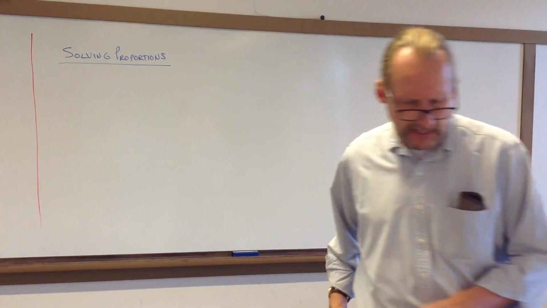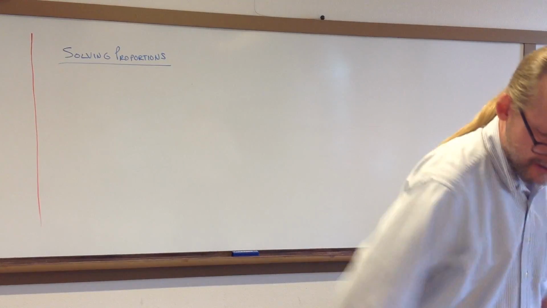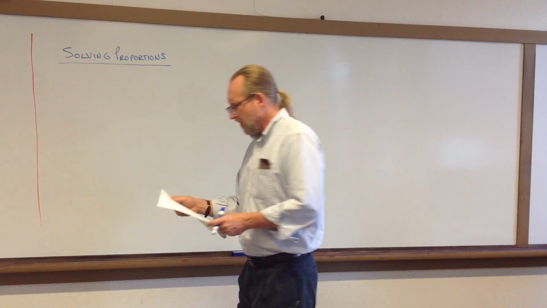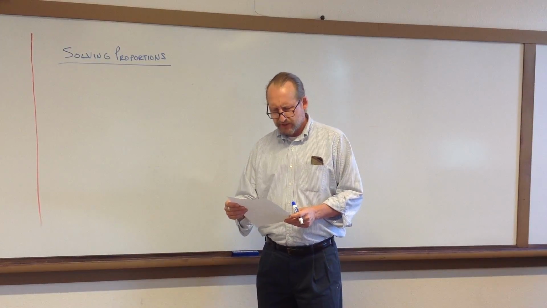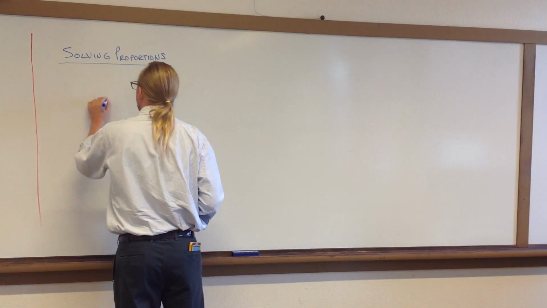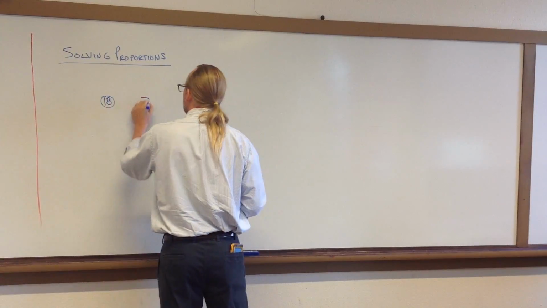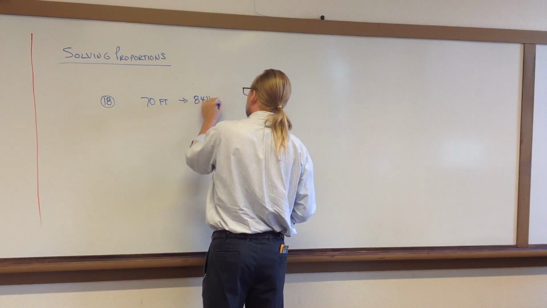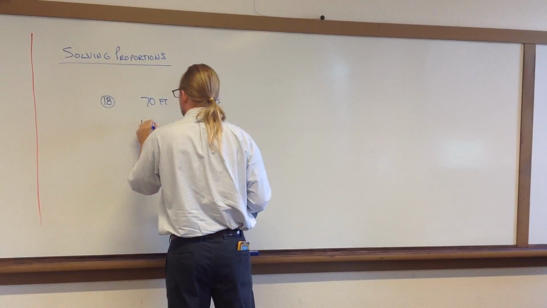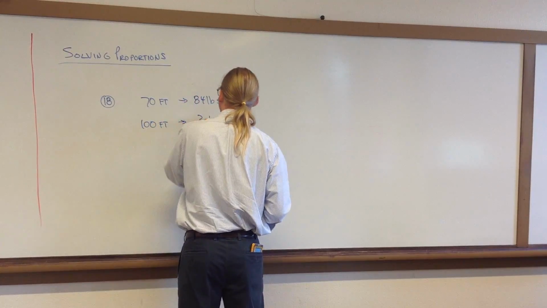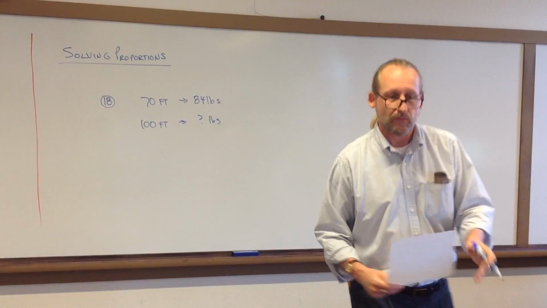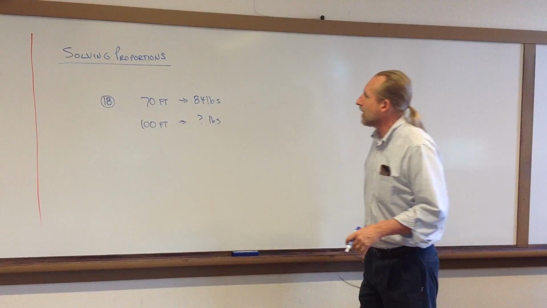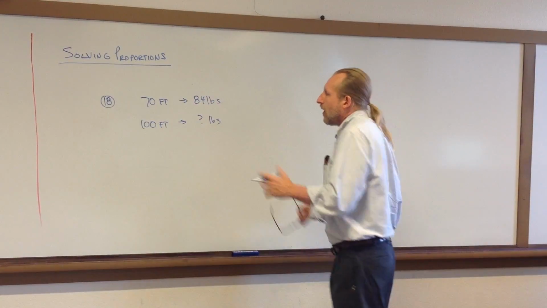Problem 18 says, if a wire 70 feet long weighs 84 pounds, how much will 100 feet of the same wire weigh? Okay, so we know that 70 feet of the wire weighs 84 pounds, and the question is, how much is 100 feet of that wire going to weigh? Okay. So again, in setting up this proportion, you've got a couple of choices. One of them is kind of right in front of us, so I'll do that first.